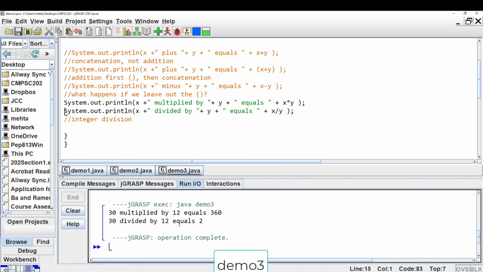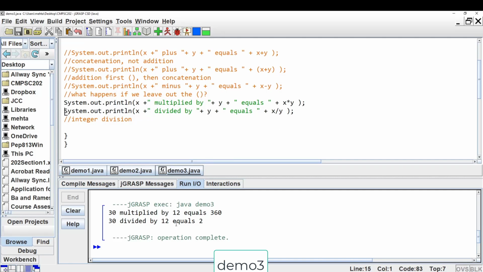30 divided by 12 equals 2. And that's maybe not what you expected. But this is integer division because it's one integer divided by another. x is an integer, y is an integer. When I divide an integer by an integer, I get an integer result.